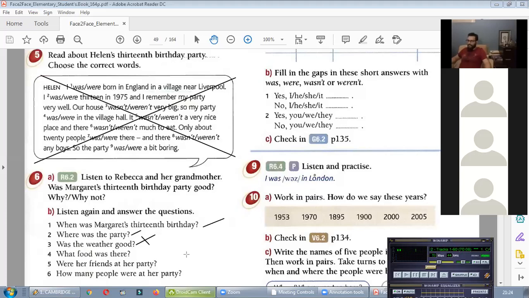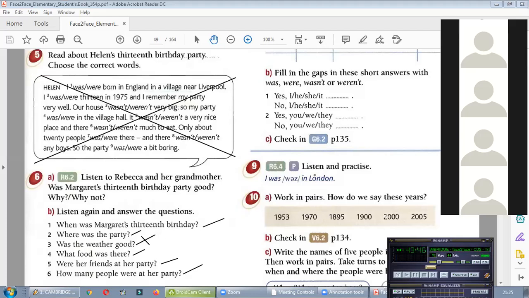Okay, it wasn't good. What about the food? What food was there? Chicken sandwich. Correct. Sandwich, tea, beer. All right. Number 5. Were her friends at the party? Selma? No, they weren't. Another street. Correct. They were at other streets. Good. What about how many people were at her party? Already answered. 300. Correct. The number, she said, there were 300 people at my party, right? Did you hear it? Selma, are you there?